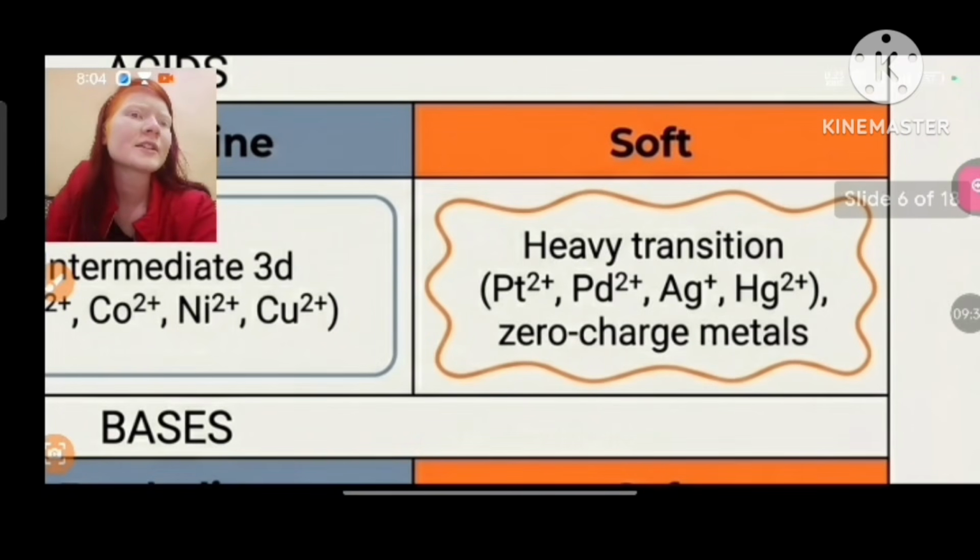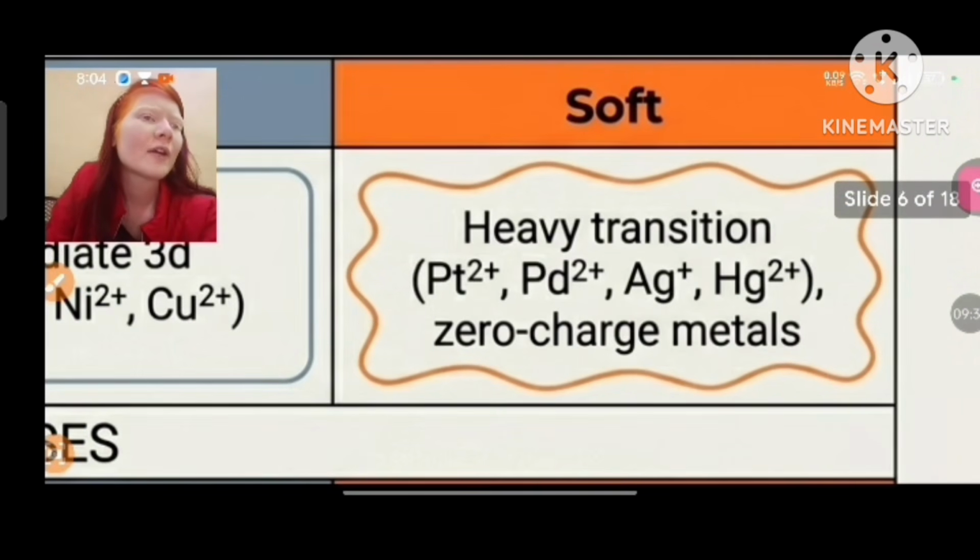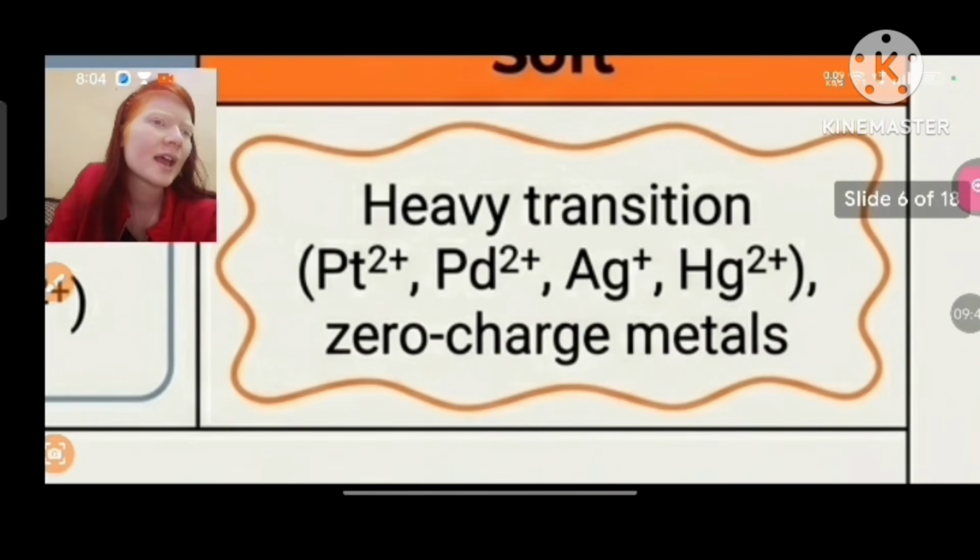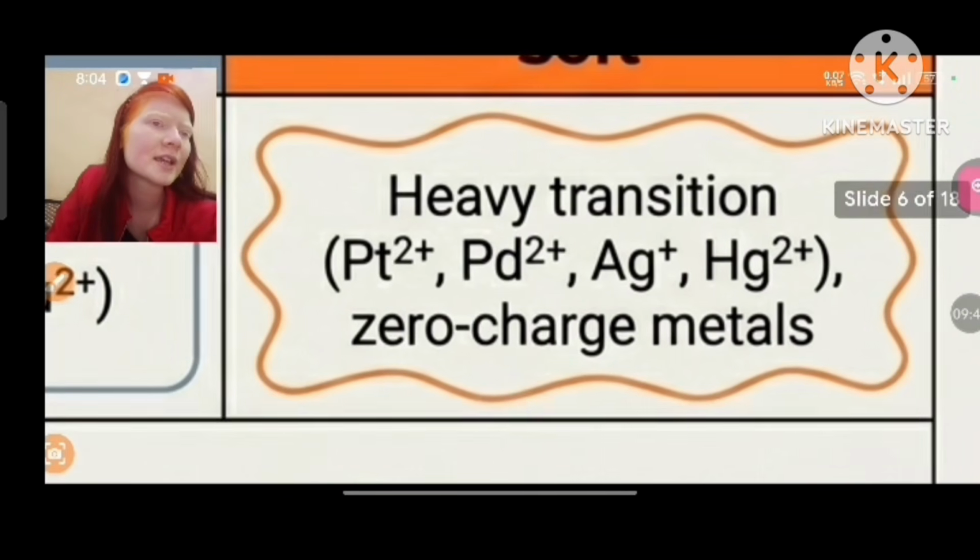Now let us see the examples of the soft acid, and that includes the heavy transition elements like Hg2+, Ag+.